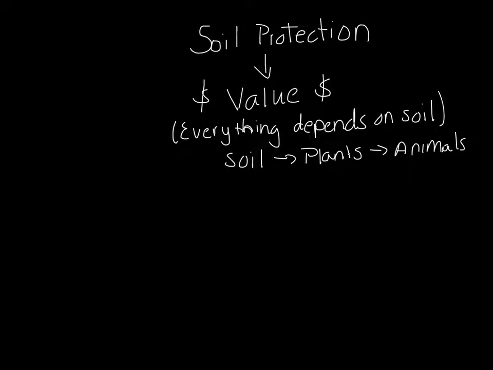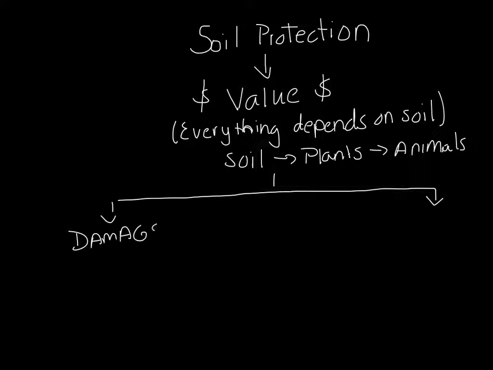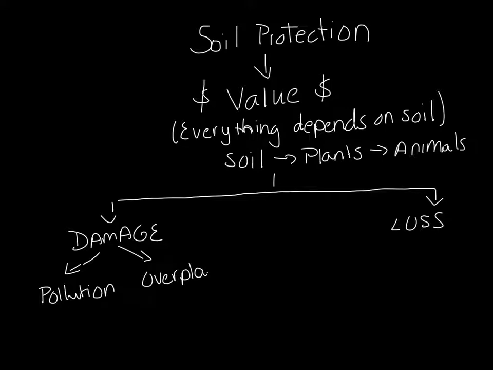So, in protecting our soil, we need to keep in mind we want to protect it from damage and we want to protect it from loss. So how can we damage our soil? We can damage it with pollution, and we can damage it with overplanting. When we overplant something, it becomes infertile, and fertile means its ability to grow things. So infertile means it loses its ability to grow things.